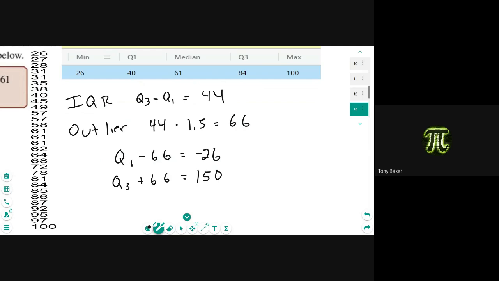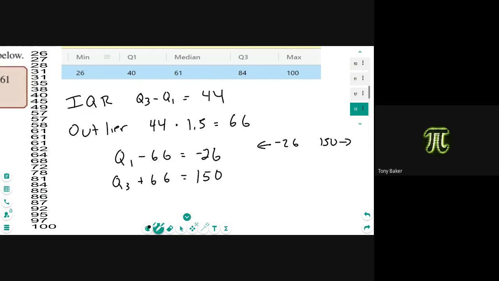I'm a little confused about outliers. You're always multiplying the IQR by 1.5. That's where the interquartile range comes into play. It's what you're trying to decide: is it so far out of range of that middle piece that I'm not using it? You add it to your Q3 to go one direction, and you subtract it from the Q1 to go the other direction. Oh, yeah. So it's less than negative 26 or 150 or greater. So in this case, there are no outliers.